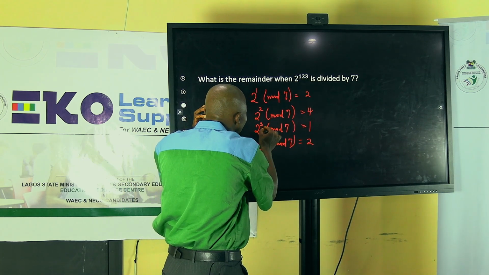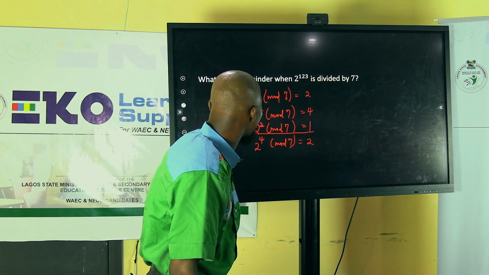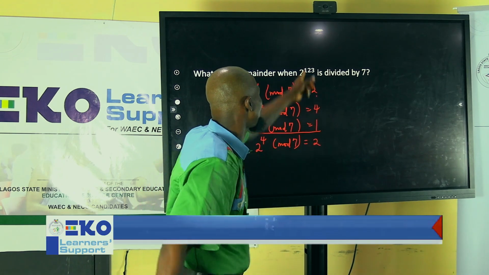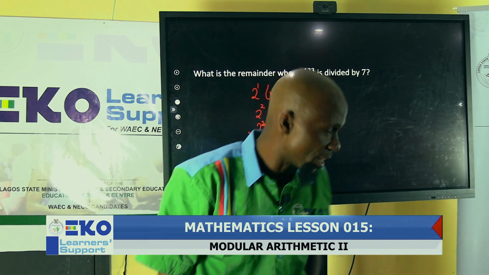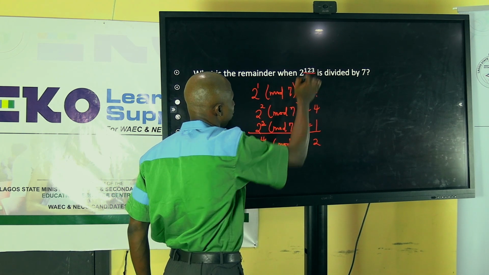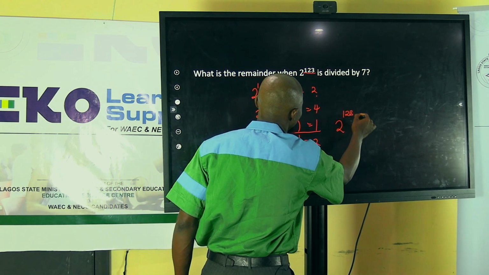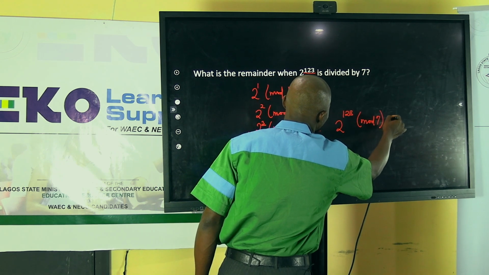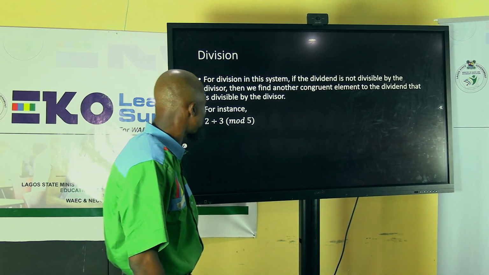So anytime we see the power is a multiple of 3, the result will be 1. If there is a remainder of 1, the answer will be 2. If there is a remainder of 2, it will be 4. So let's pick this, 123. Is it a multiple of 3? Yes. From our divisibility rule, 123 is a multiple of 3. So hence, 2 raised to power 123 divided by 7, that is modulo 7, what will be the remainder? The remainder will be 1. So that is exponentiation.